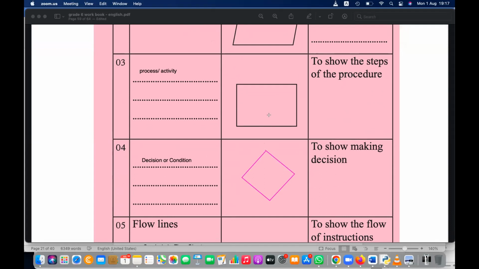So this is the symbol. The purple colour one is the symbol for decision or condition. Data flow: how can we show the data flow? Using arrows, right? The data flow is displayed using arrows. It can be horizontal arrows or vertical arrows. Whatever the arrows, they show the data flow. Okay, these are the symbols used in a flowchart.